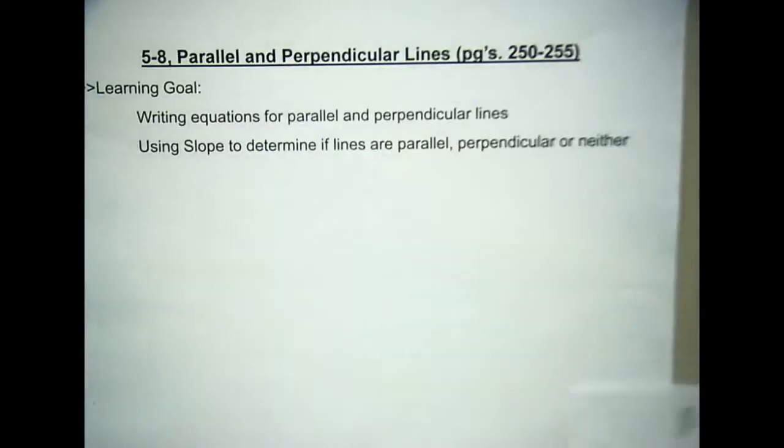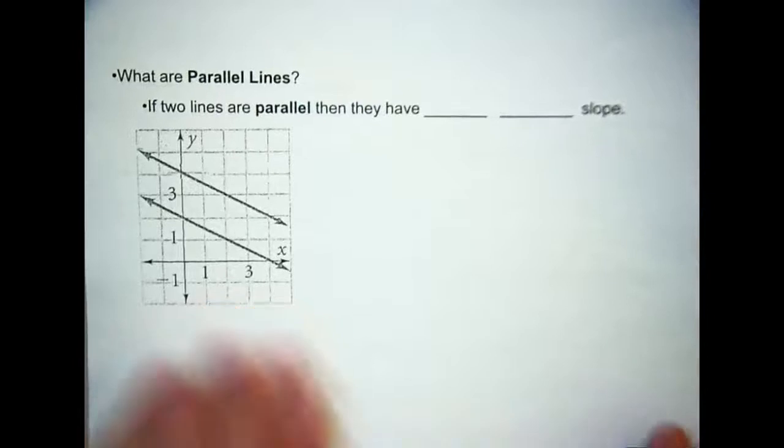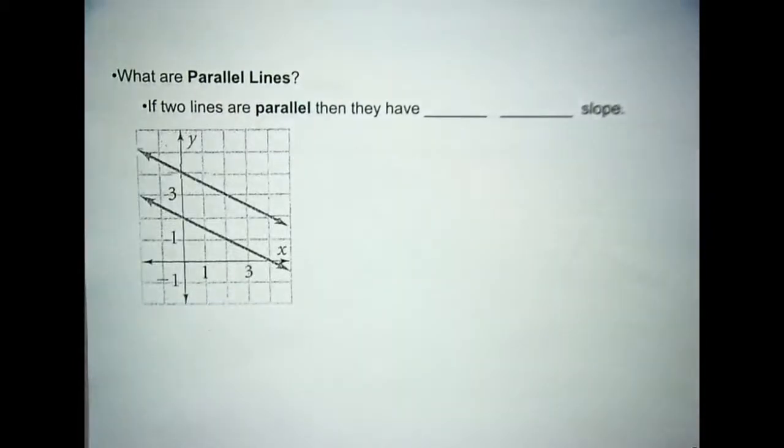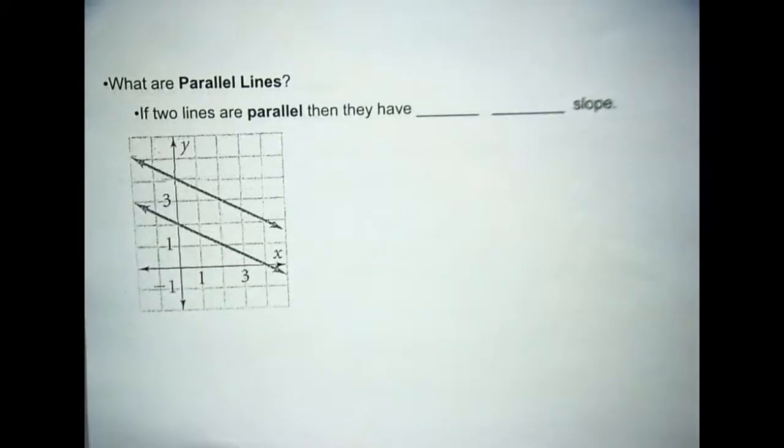I want to summarize this. So right now, I want you to complete this statement in your notes. If two lines are parallel, then they have blank blank slope. We're going to do that statement, then we'll have another one. If two lines are parallel, then what do we know about their slopes?